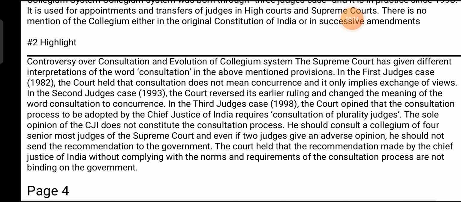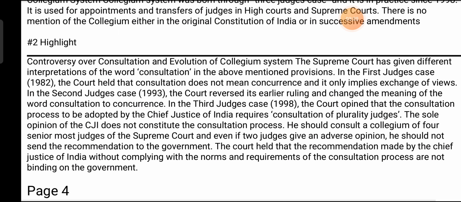ठीक है, तो मतलब कि कंसल्टेशन का मतलब कंकरेंस नहीं है, मतलब कि बाइंडिंग नहीं है, ठीक है, ऑर्डर नहीं है. कंसल्टेशन मतलब कि वैसे ही राय लेना टाइप. In the second judges case in 1993, the Supreme Court reversed its earlier ruling and changed the meaning of the word consultation to concurrence. ठीक है, मतलब कि बाइंडिंग हो गया.